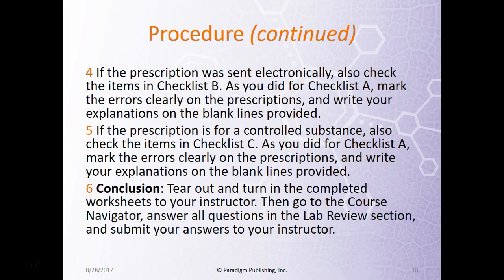If the prescription was sent electronically, also check the items in checklist B, as you did for checklist A. Mark the errors clearly on the prescription and write your explanation on the blank lines provided. If the prescription is for a controlled substance, also check the items in checklist C. As you did for checklist A, mark the errors clearly on the prescription and write your explanation on the blank lines provided. In conclusion, you're not going to tear it out. You will enter your responses in Canvas.